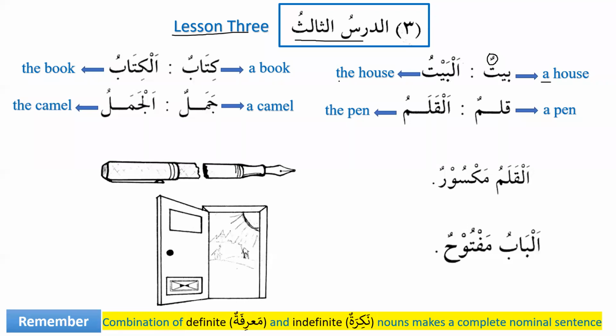and it means "the house." So what happens basically? Al changes a noun from indefinite to definite. If a noun is indefinite, if it is nakira, then when we add al to that, it becomes ma'rifa, or definite. Similarly, we have kitabun, a book, and when we add al to that, it becomes al-kitabu, the book. Qalamun, a pen, and al-qalamu, the pen. And similarly, we have jamalun, a camel, and al-jamalu, the camel.